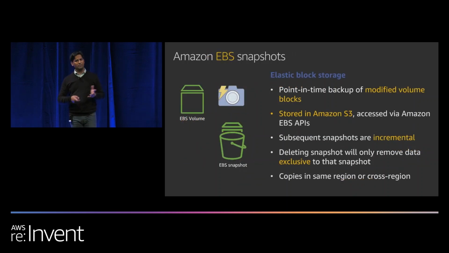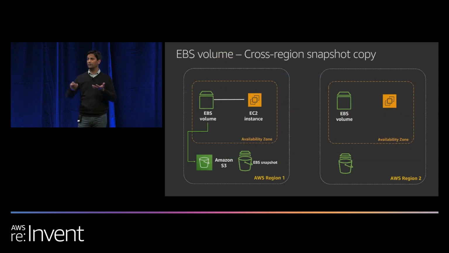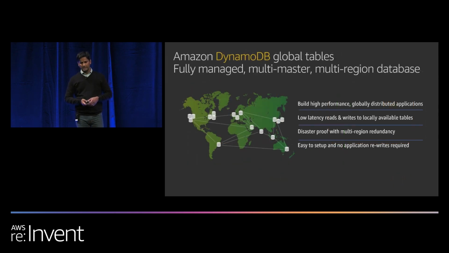There are others, EBS snapshots. Again, you probably are aware, you can do cross-region EBS snapshots if your data store is primarily on EBS volumes. DynamoDB, very important. I just mentioned to you about read locally and also write locally or write globally. This is a fully managed multi-master, multi-region database using DynamoDB global tables.